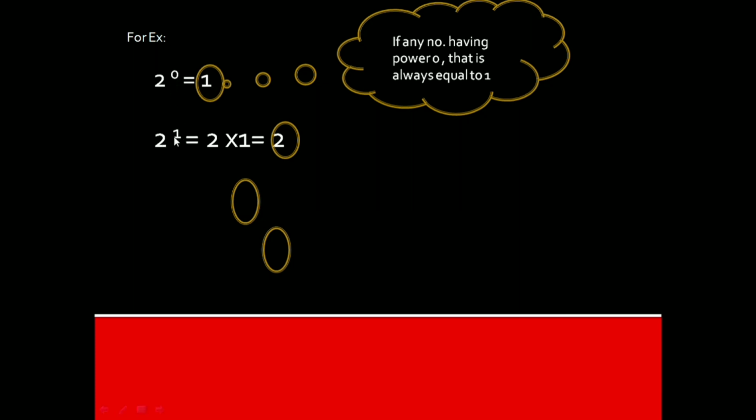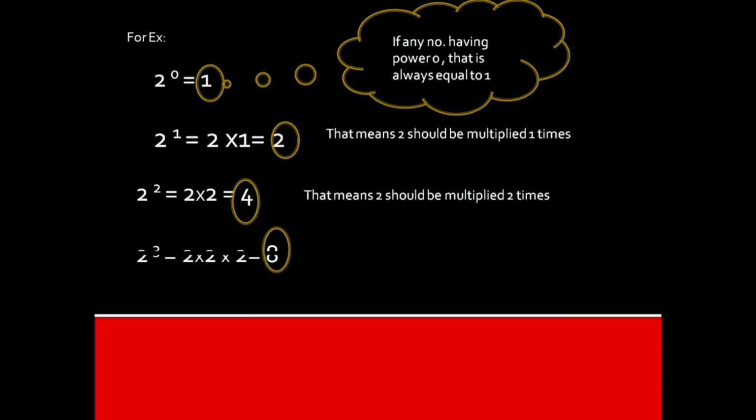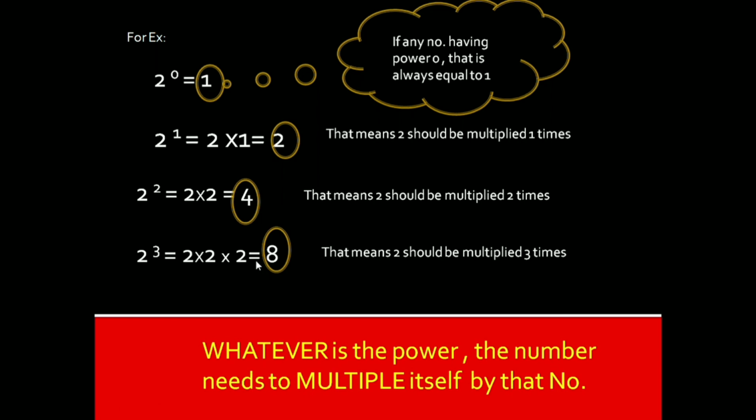So 2 to the power 1 equals 2 into 1, which gives us 2. Here we have to multiply 2 one time because 1 is the power. So 2 into 1 equals 2. Similarly, 2 to the power 2 means we have to multiply 2 two times, which gives us 2 into 2 equals 4. 2 to the power 3 means we have to multiply 2 three times: 2 into 2 into 2, which is equal to 8. So simply, whatever the power is, the number needs to be multiplied by itself that many times.